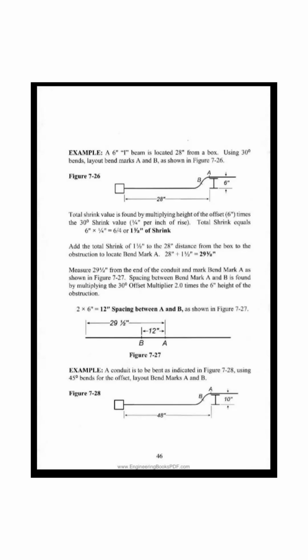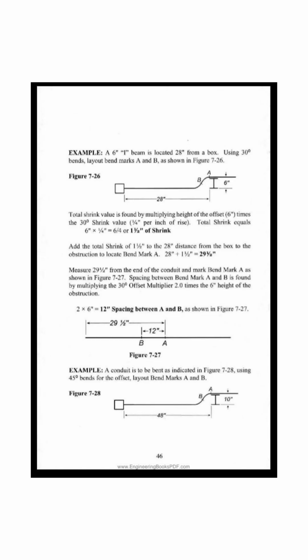Example. A 6 inch I-beam is located 28 inches from a box. Using 30 degree bends, lay out bend marks A and B, as shown in figure 7-26. Total shrink value is found by multiplying the height of the offset, 6 inches, times the 30 degree shrink value, 1/4 per inch of rise. Total shrink equals 6 inches by 1/4, equals 6/4 or 1½ inches of shrink.